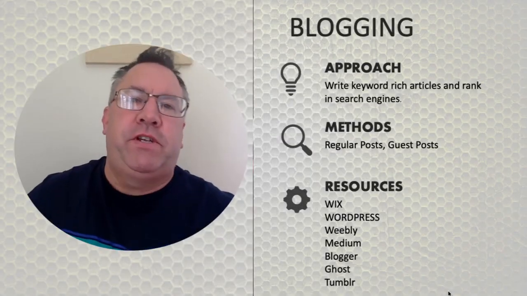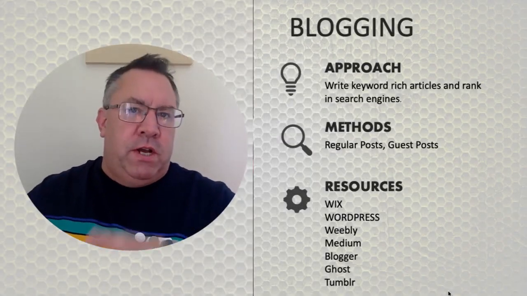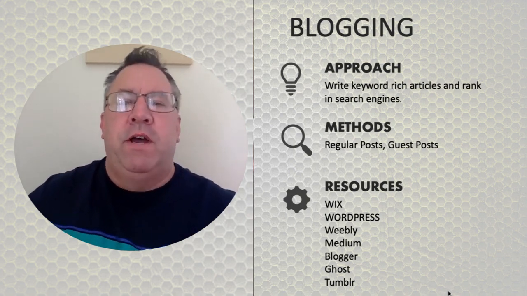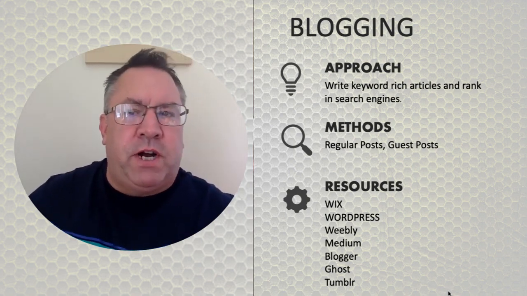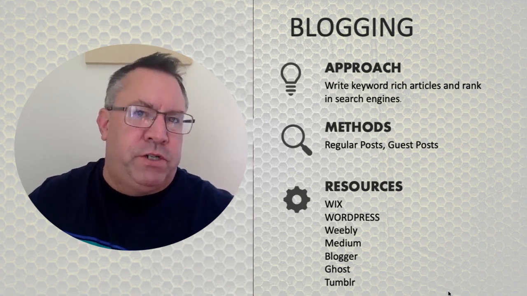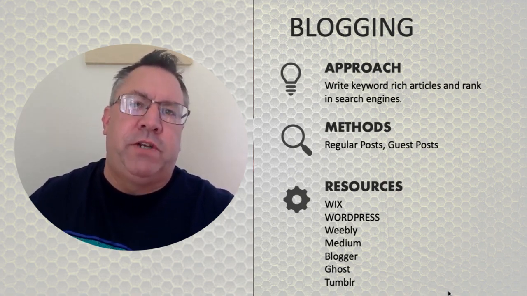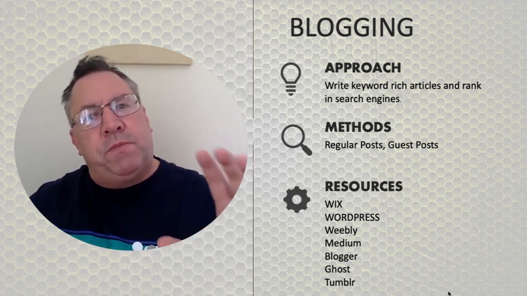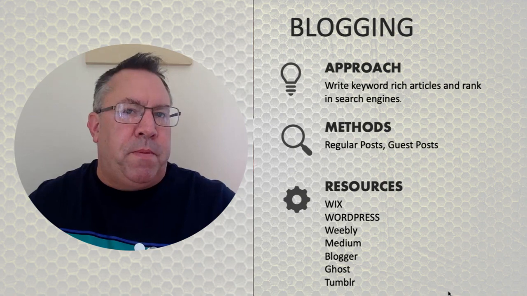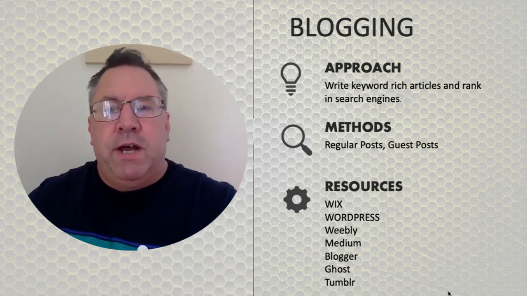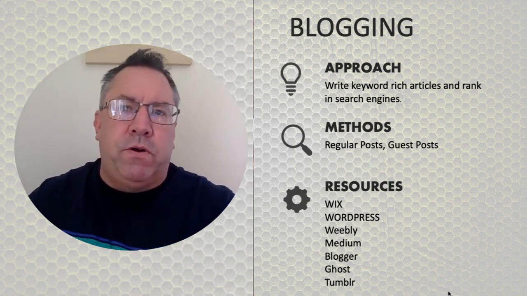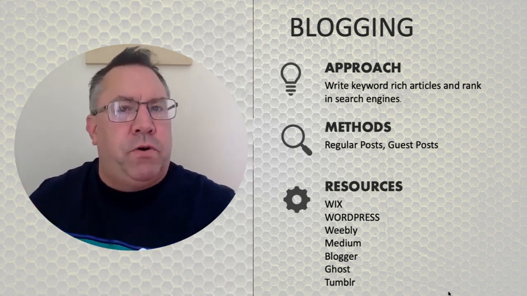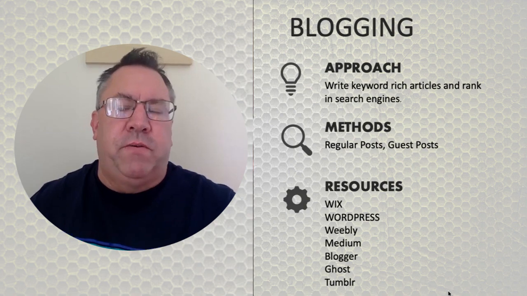Okay guys, for each of these methods I'm going to give you the approach, some methods and some resources you can use. So let's start off with blogging. The approach is that you write keyword rich articles and you rank them in search engines. When somebody types anything into a search engine, they'll come across your article, and embedded in your article there'll be links back to whatever it is you're trying to promote. In this case it's Clickbank products. You can do regular posts in your own blog, or you can do guest posts in other people's blogs once you get more established. So it's all about being consistent and writing that content within a blog.